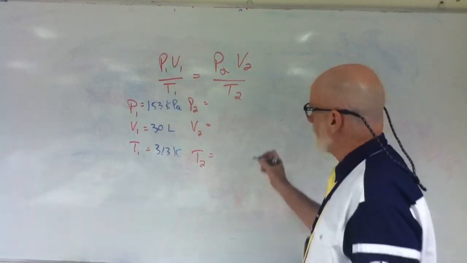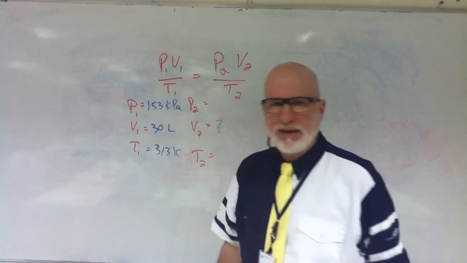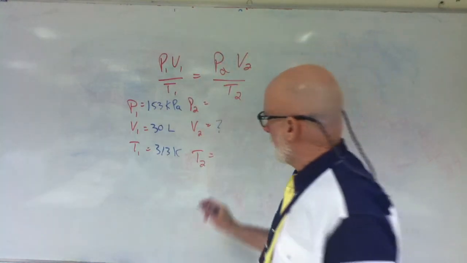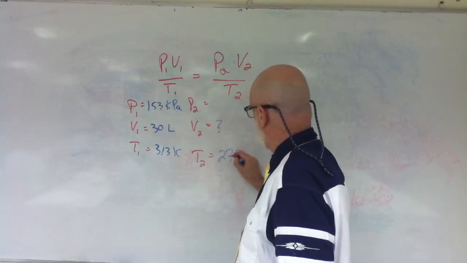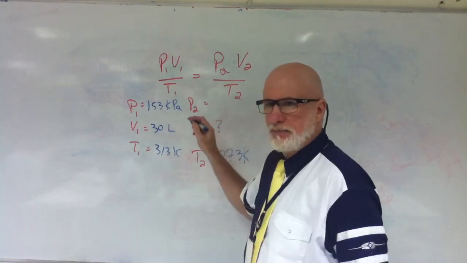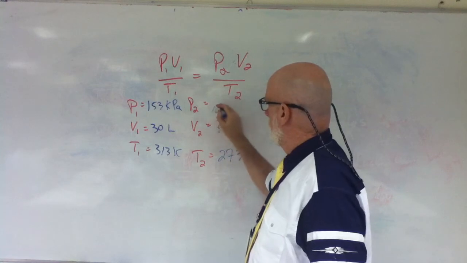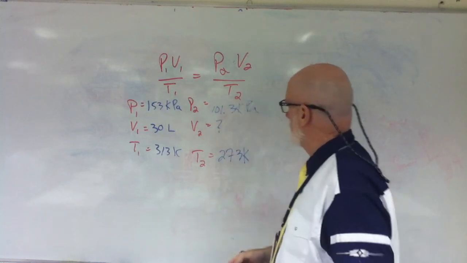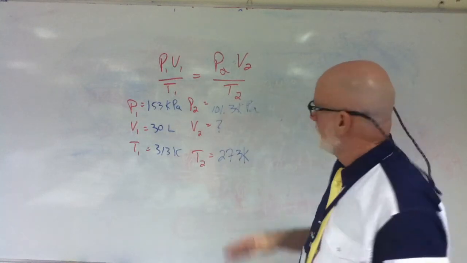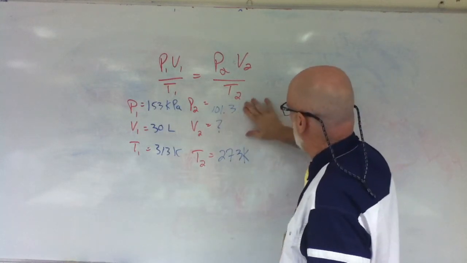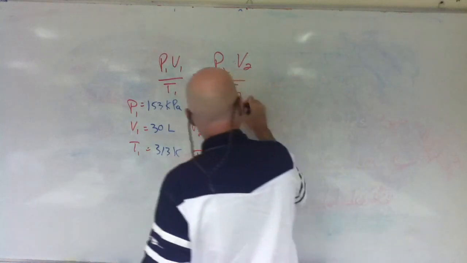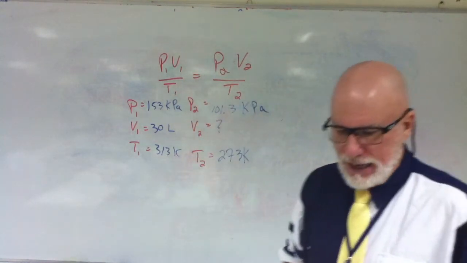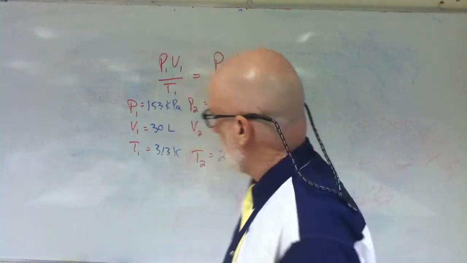What's STP? Standard temperature and pressure. What's the standard temperature? 273 Kelvin. And the pressure? 101.3 kilopascals, 1 atmosphere. Right? Is that right? You get it? Should I rewrite kilopascals? Okay. You get it? Now, plug in.